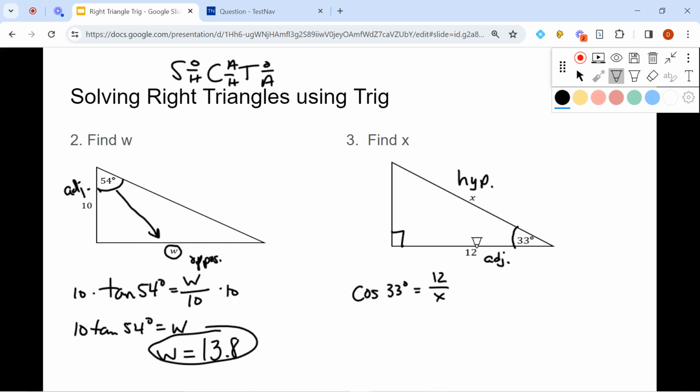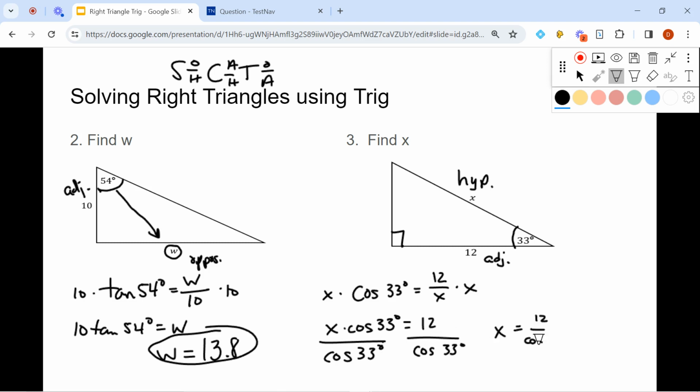Okay, now I need to solve this for X. So this is a little more complicated. To solve for X, I cannot have X in the denominator. So I'm going to multiply both sides by X to get X out of the denominator. So I have X times cosine 33 degrees is equal to 12. Now cosine 33 degrees is a number, right? I'm going to type it in the calculator in a minute. So I'm going to divide by it on both sides. So X is really 12 divided by cosine of 33 degrees.